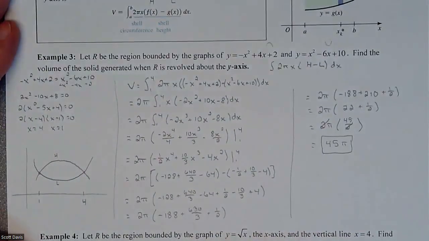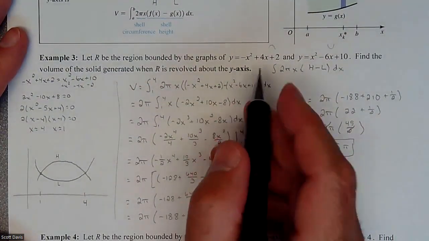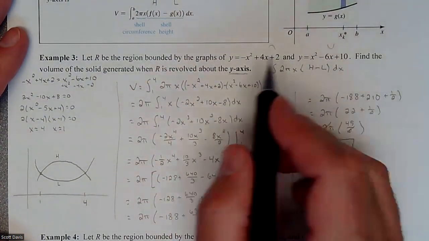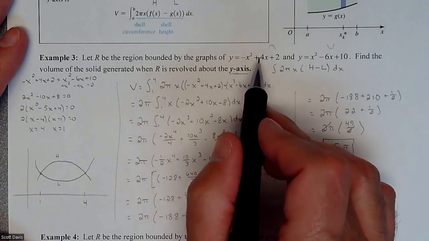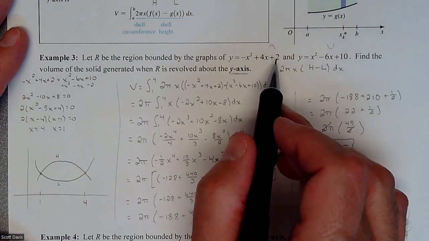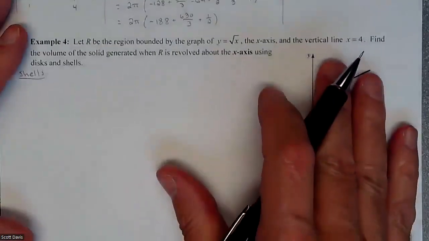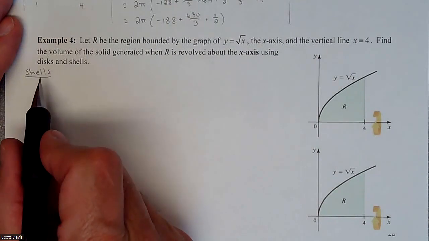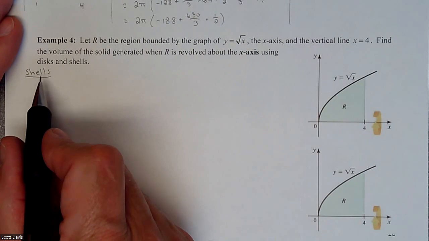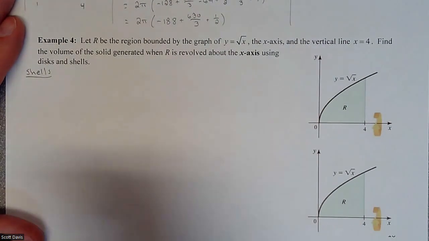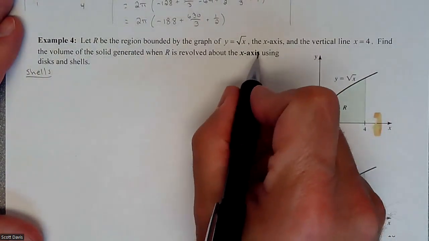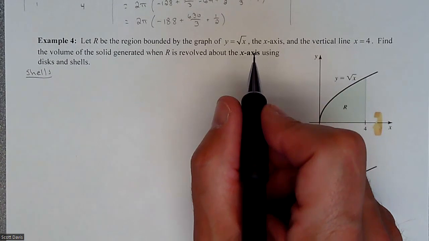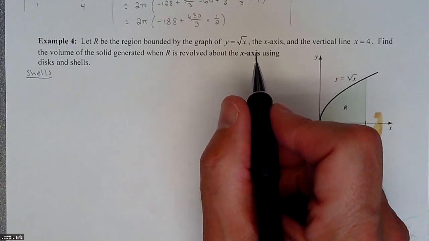Now, typically we use shells for something that is being rotated around the y-axis, because everything starts off in terms of x's and we just want to leave everything in terms of x's. This one has us rotate around the x-axis, which means I probably wouldn't use shells, because we're going to need to convert everything into terms of y rather than x. So let's go through shells to show you why I probably wouldn't use it here. We could, but I don't think it's going to be the easier approach.